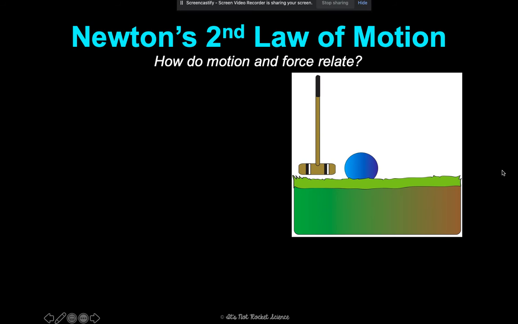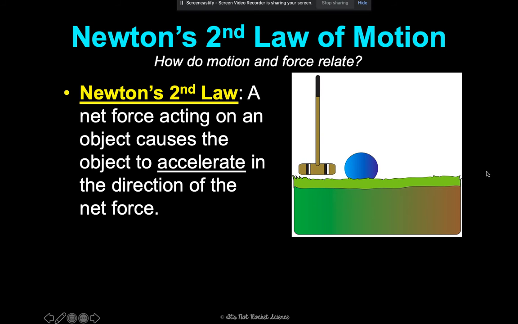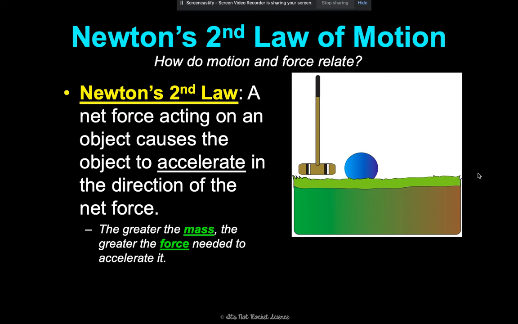All right, so let's talk about Newton's second law here. How do motion and force relate? Newton's second law states that a net force acting on an object causes the object to accelerate in the direction of the net force. So the greater the mass, the greater the force needed to accelerate it. And the greater the net force, the greater the acceleration.